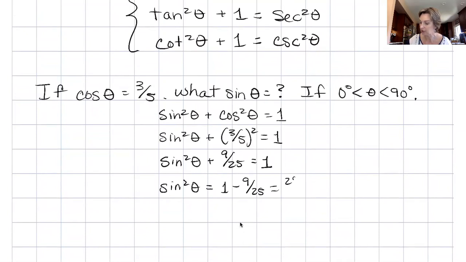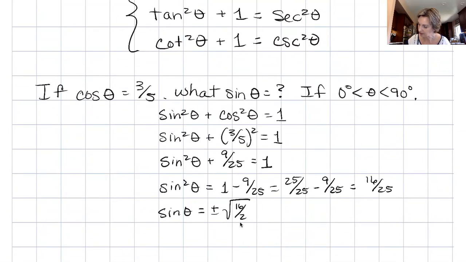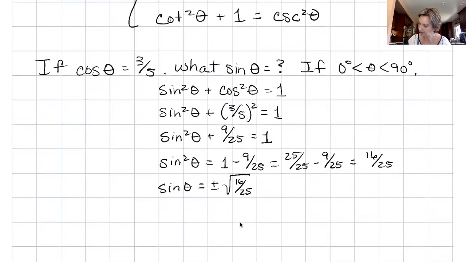That would be 25/25 minus 9/25, or 16/25. Okay, so now just take the square root of both of those sides. You'll get plus or minus the square root of 16/25, which is going to be plus or minus 4/5. So that means you have 2 answers for sine, right? Is it positive 4/5? Is it negative 4/5?